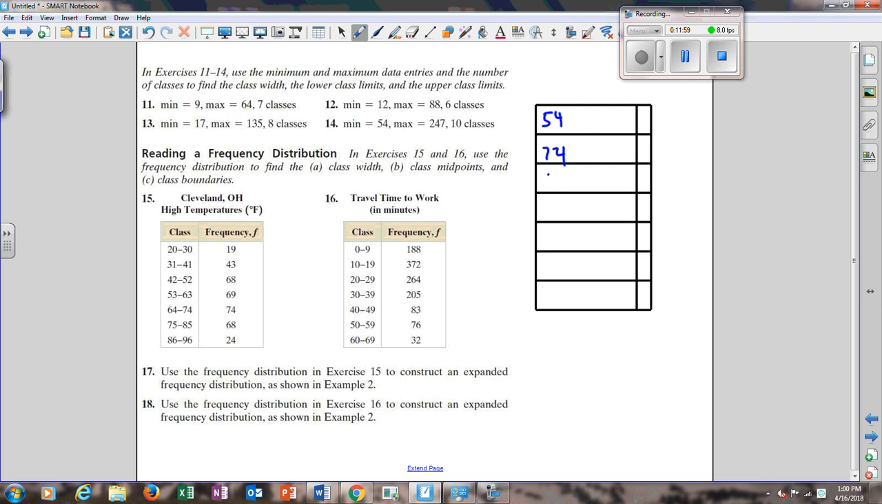74, 94, 114, 134, 154, 174, 194, and 214, and then 234.